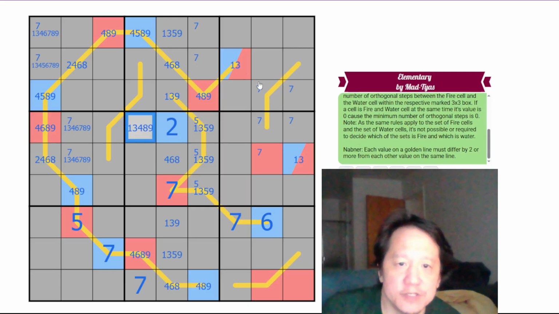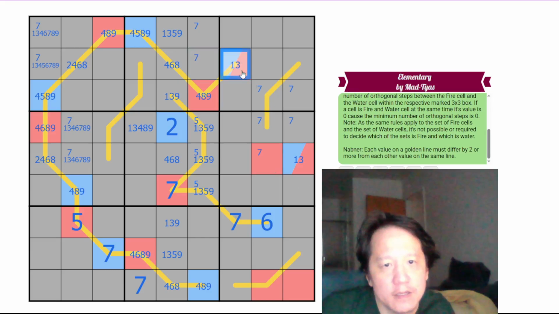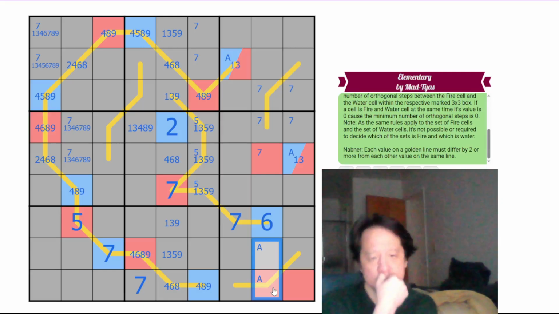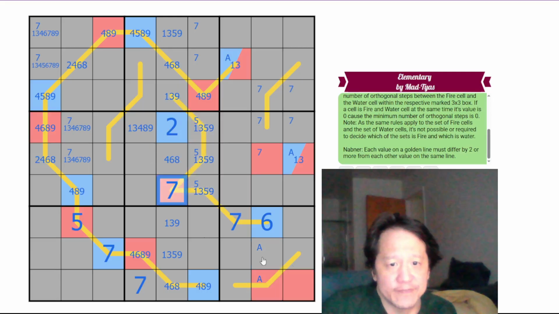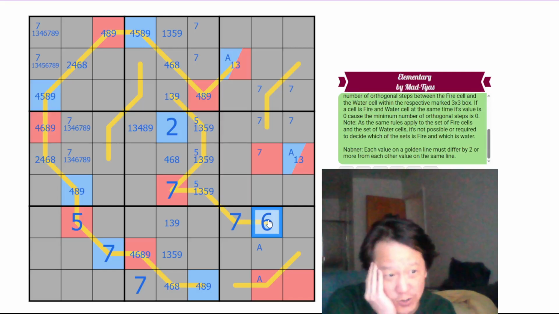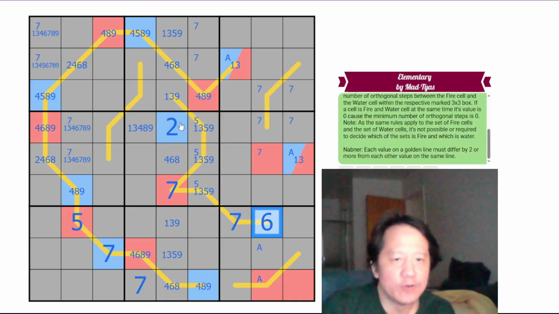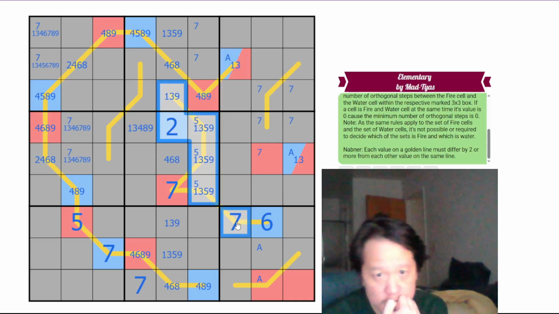Okay, so this digit is the same as that one. So this is A. We'll mark it as A. That's A. One of those two must be A. So these are all satisfied. This is 14. This is either 12 or 18. And we have 1, 3, 5, 7, 9 on the rest of this Nabner.